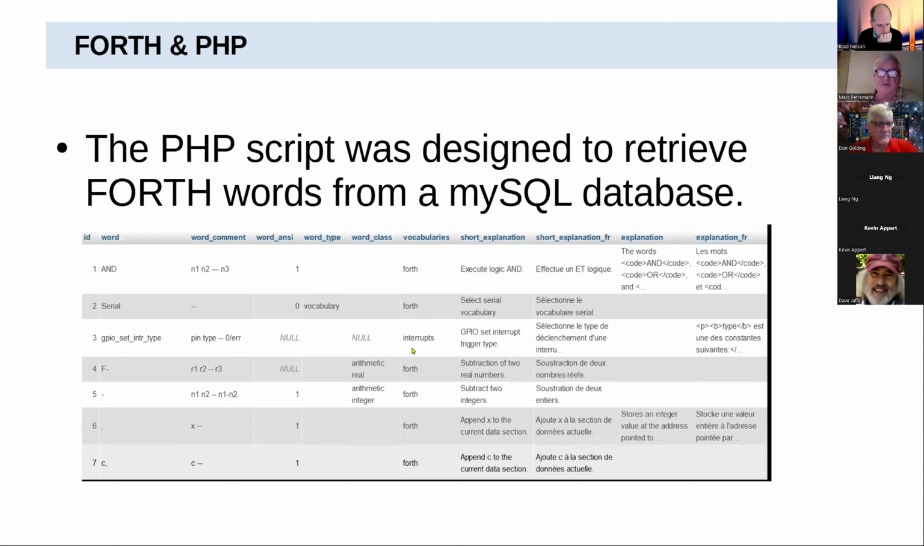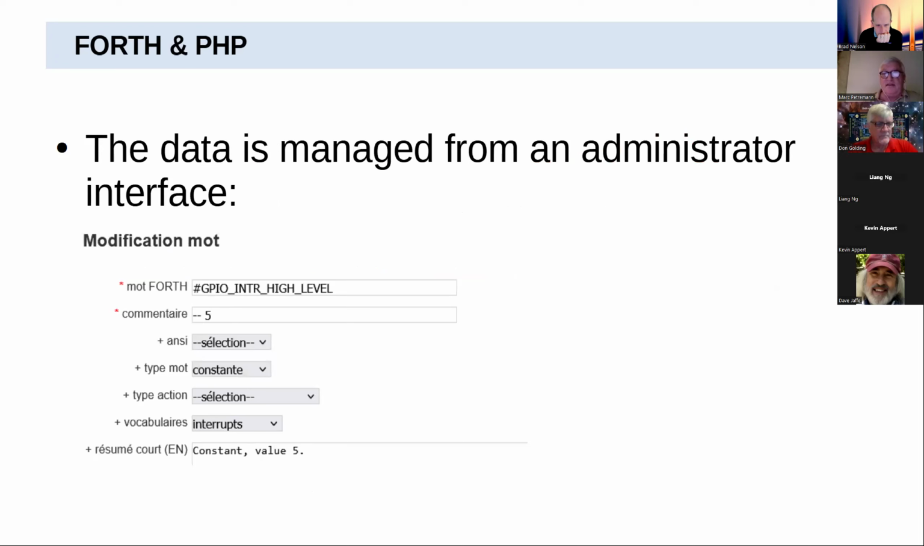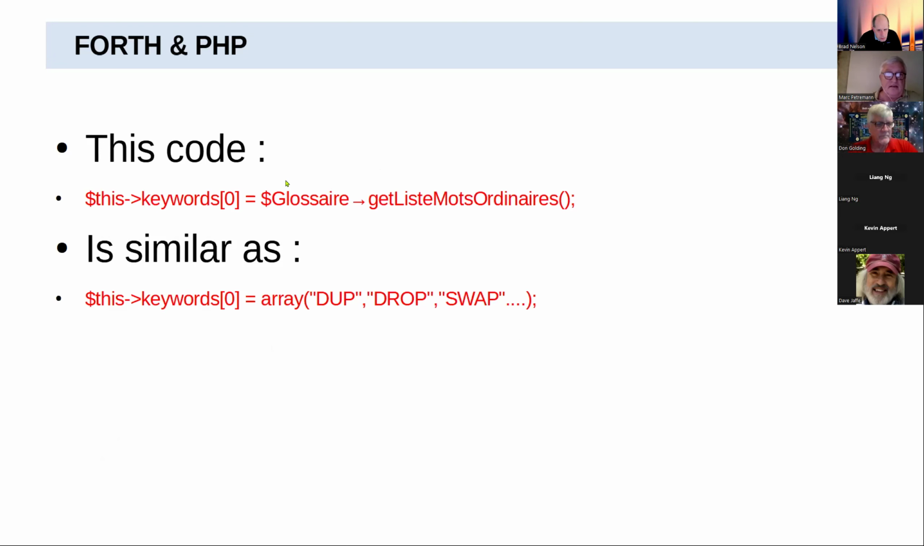The PHP script was designed to retrieve Forth words from a MySQL database. The data is managed from an administrator interface. First, the word. Second, the little comment after the word. And after, different variables to have coherent output. This code is similar, voilà. The first is from a MySQL database. The second is an ordinary array. So if you want to document a word, you can put your word in this array.